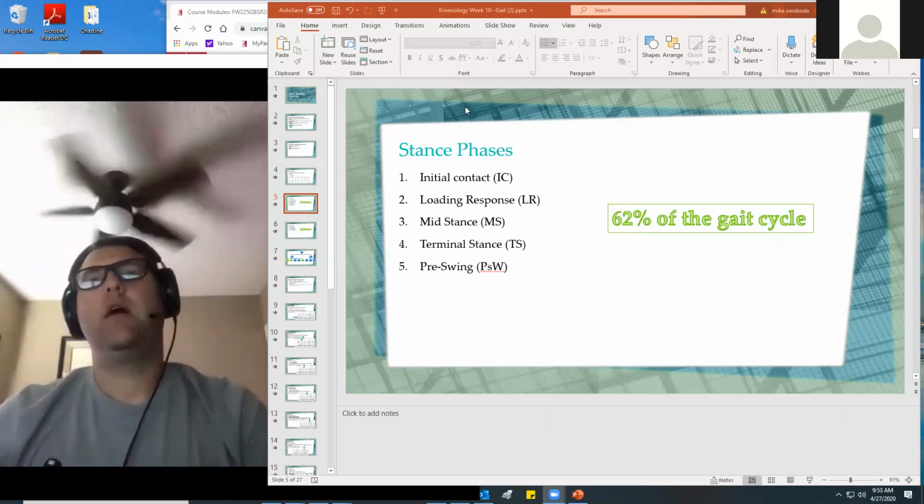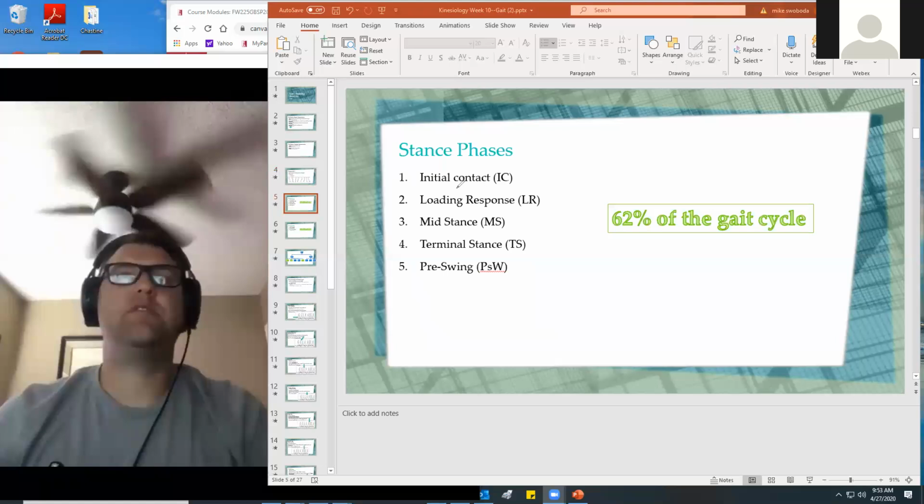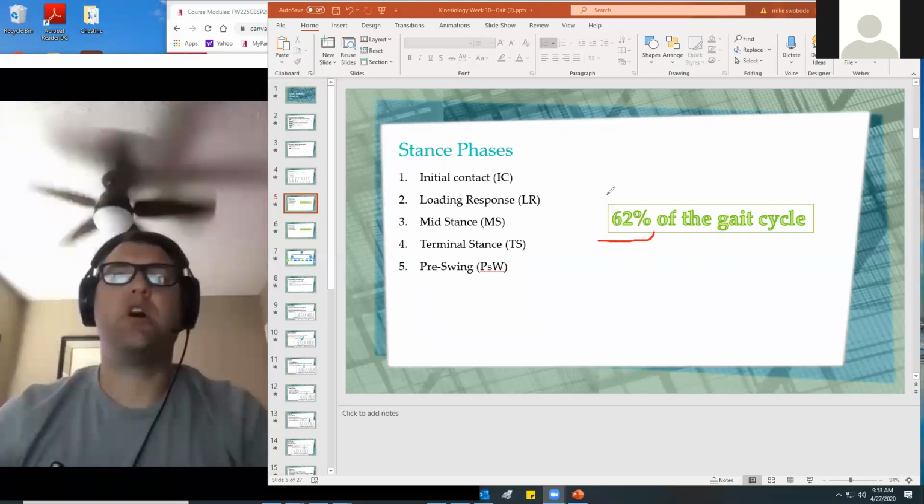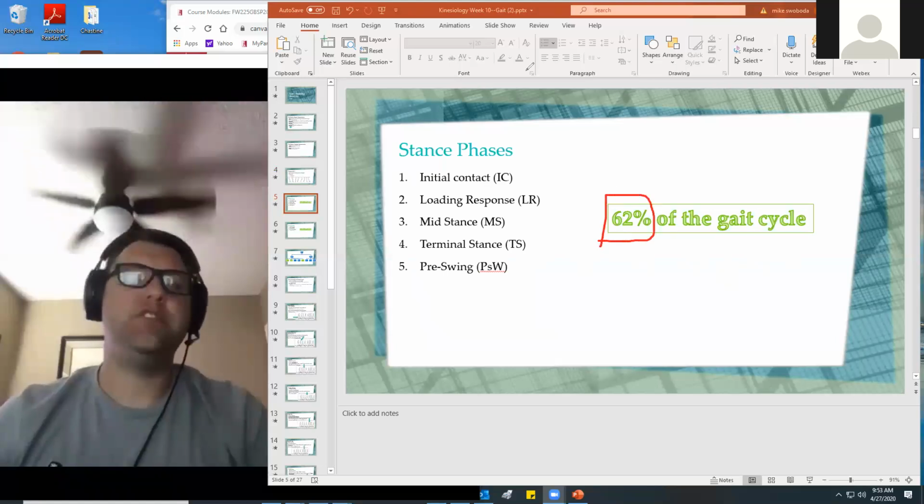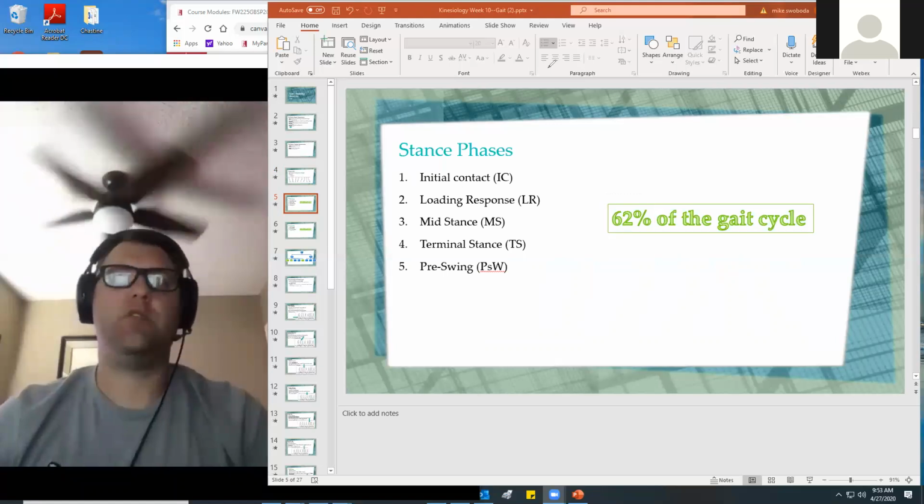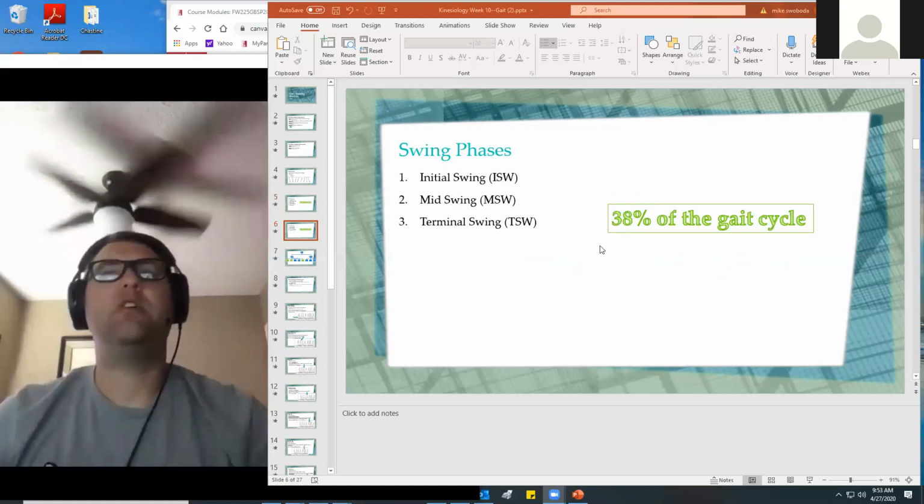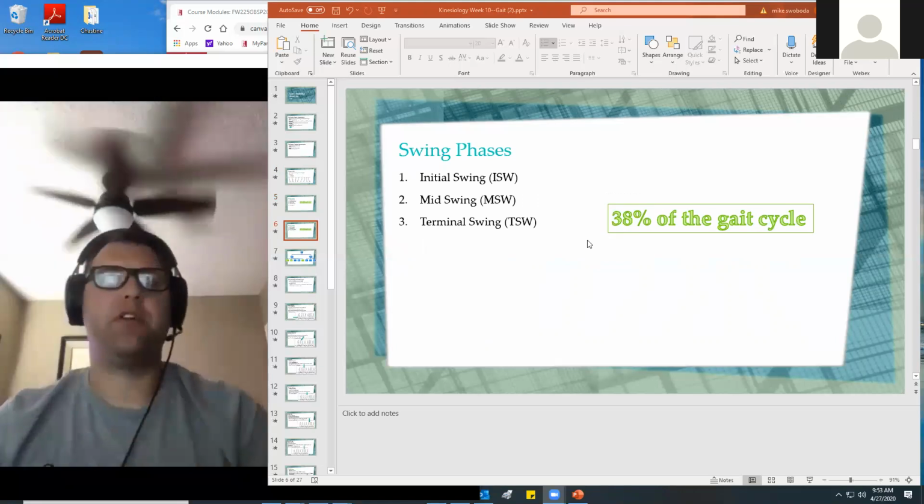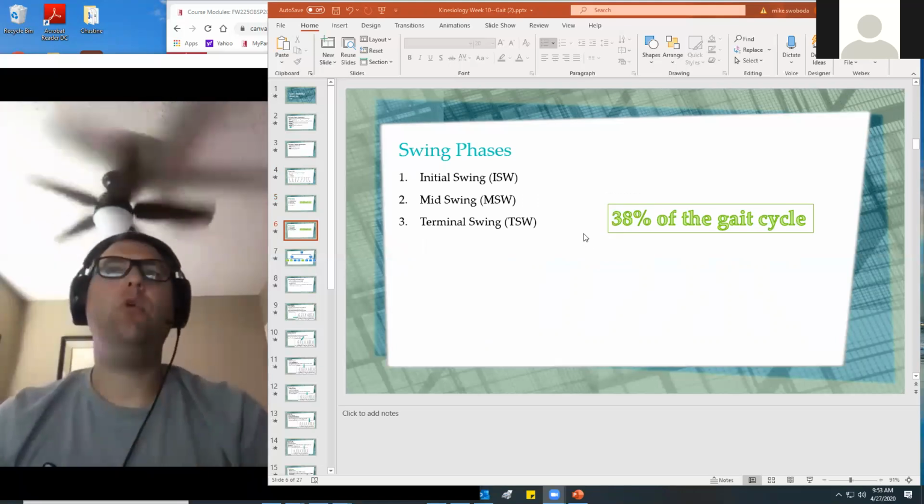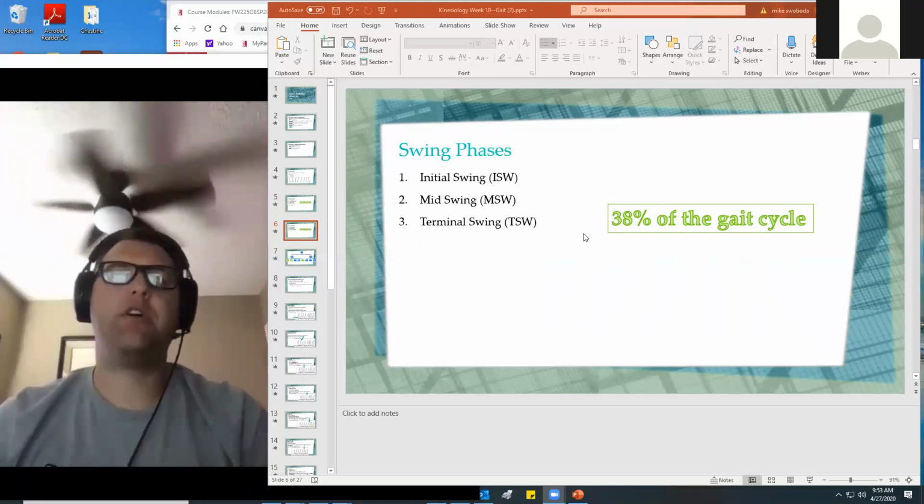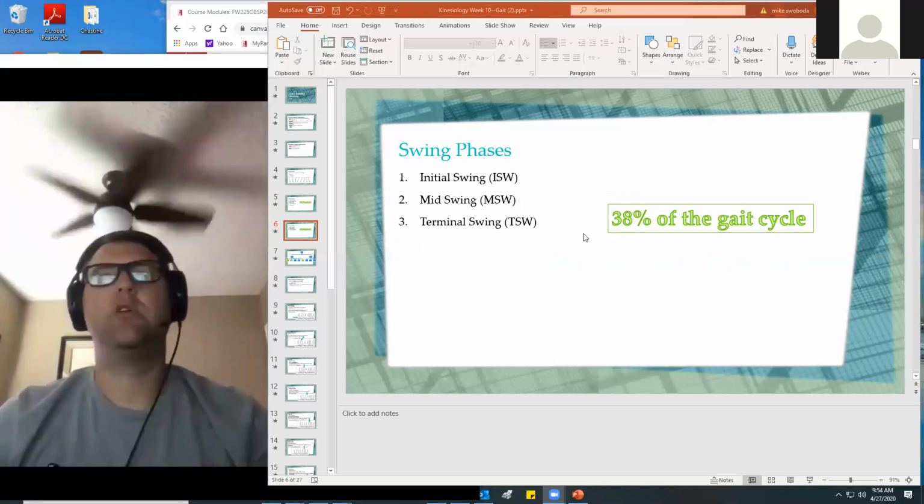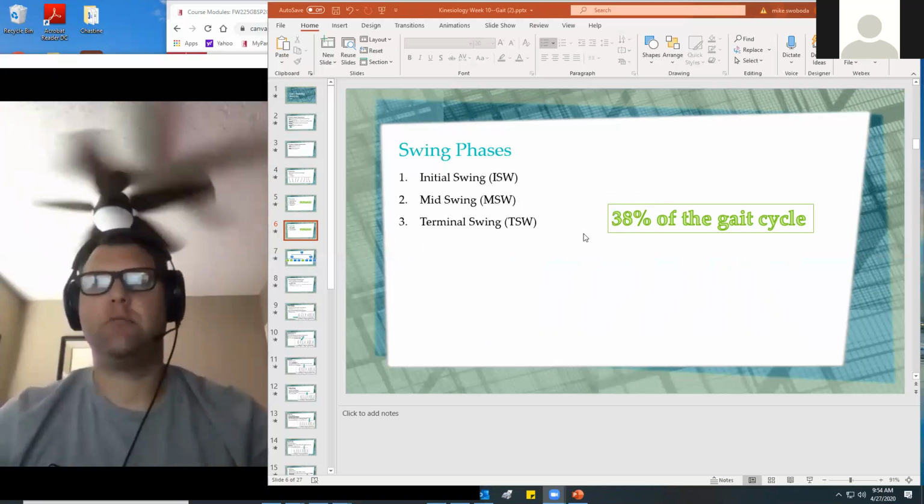Your stance phase of gait, so when your foot is on the ground, makes up nearly 2/3 of the gait cycle. When you're in the swing, it's only about 1/3. So you only spend about 1/3 of your gait cycle on the ground, or I'm sorry, off the ground.